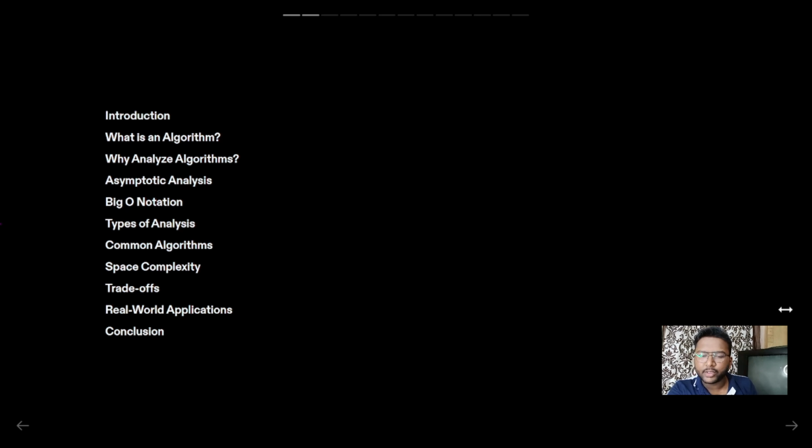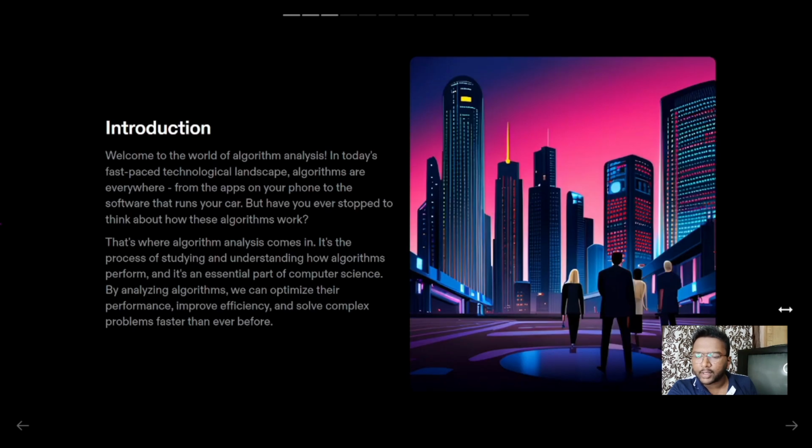Today we are going to study what is analysis of algorithm. These are the topics we are going to cover in this presentation: what is an algorithm, why we should analyze the algorithm, asymptotic notations and analysis, big O notation, types of analysis and common algorithms, space complexity, trade-offs, real-world applications, and we are going to conclude this presentation.